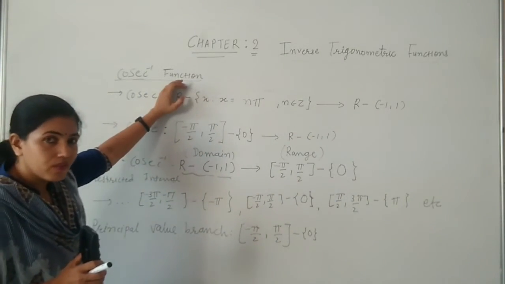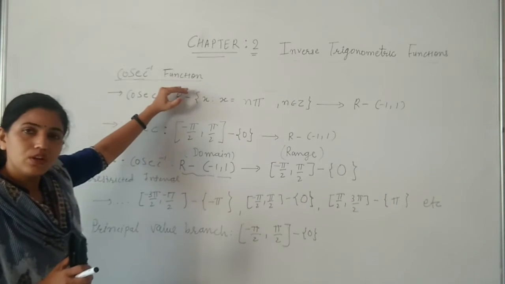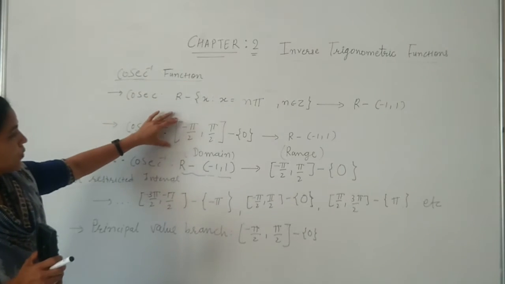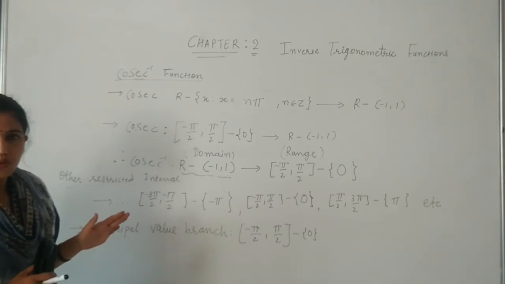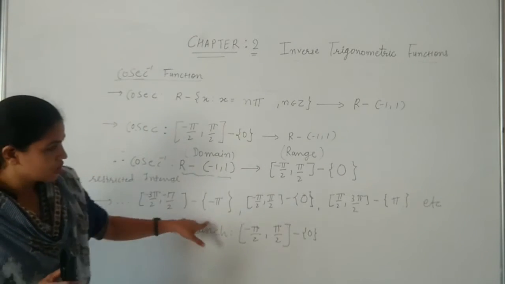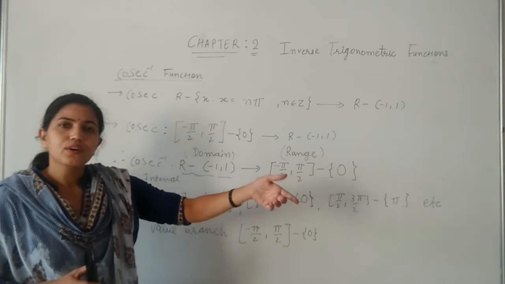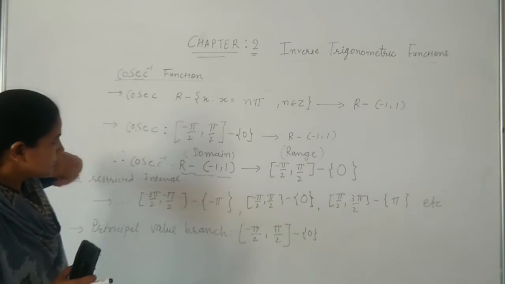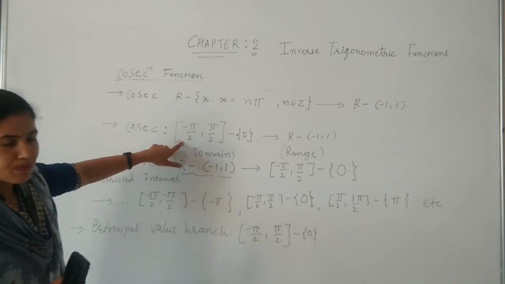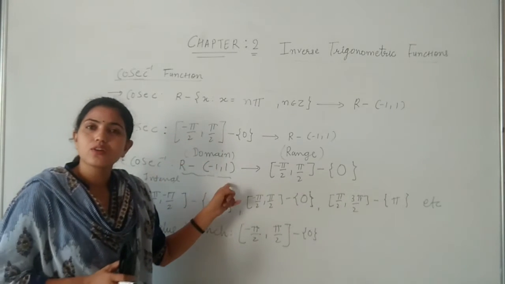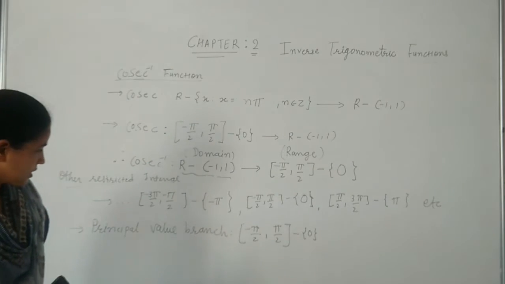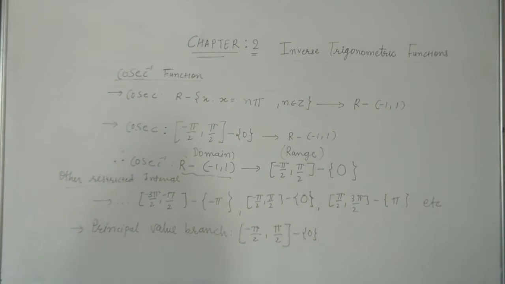Now it is not one-one. This is not one-one. So we have to restrict its domain to minus pi by 2 to plus pi by 2 minus 0. You can restrict it to another domain too, but for the uniformity of things, we take this minus pi by 2 to plus pi by 2, and then we can define cosec inverse. So with this, the cosec inverse function is over.